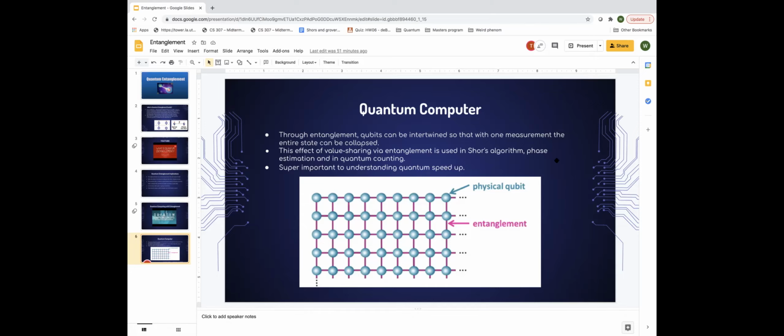I do. So you say that if you collapse the state of one qubit, the one that's entangled with it will also collapse, right? But when we observe an element that's in a quantum state, we collapse it anyway. So how do you know?